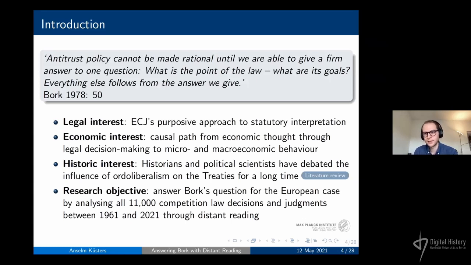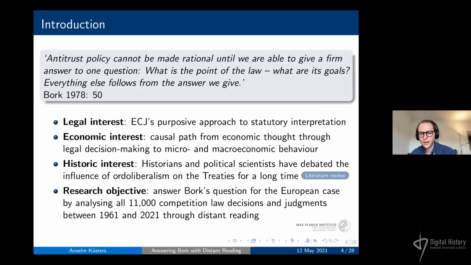And one way to answer is to look at it from a quantitative point of view by mining the text. Economists are interested in it because we know that the goal of competition law affects the behavior of firms. And then finally, we as historians are part of a larger debate, as I just said, on the influence of ordoliberalism on the treaties. So ordoliberalism is a school of thought that goes back to the 1930s in Germany. It originated at Freiburg University, and this is why it's also sometimes called the Freiburg School.